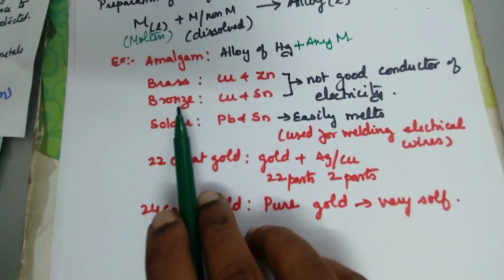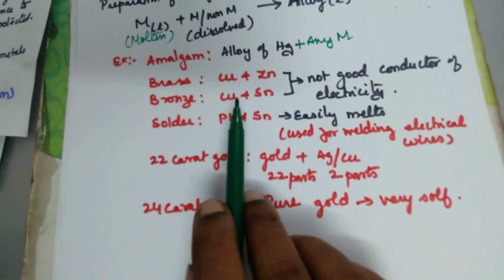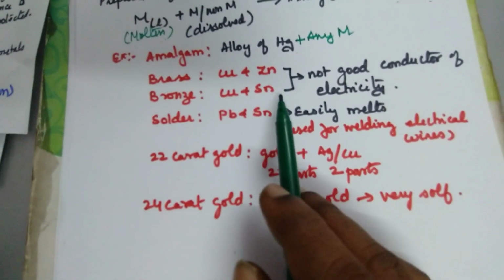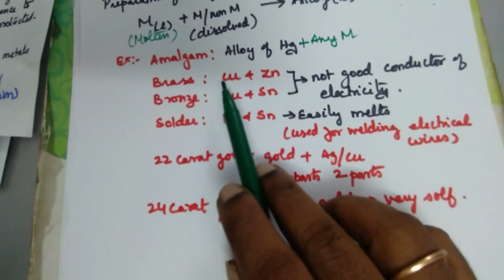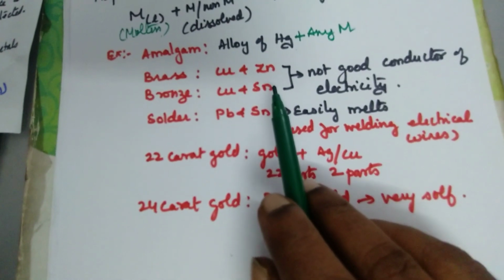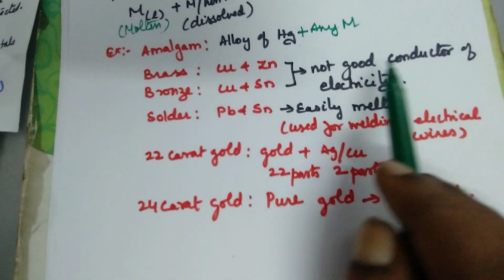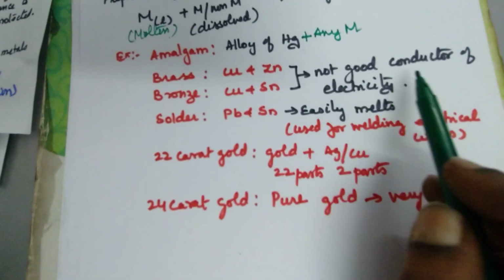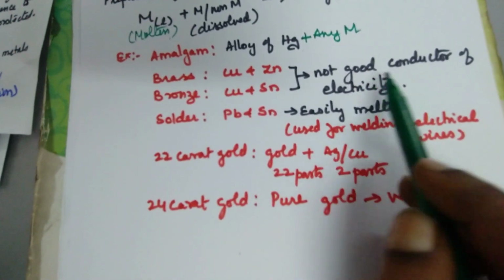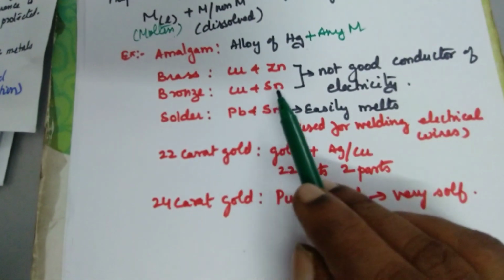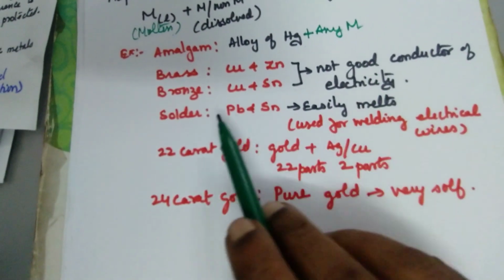Another example is bronze. Again it is an alloy of copper: copper plus tin. Copper is a very good conductor, but when I am alloying it, it changes the property. It is not as good as copper. When zinc and tin are added, it is not as good as copper. So it is not a good conductor of electricity. After alloying, I cannot use it for current flow.